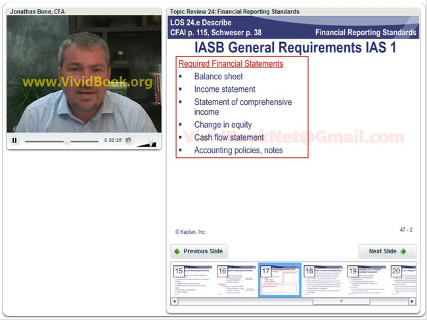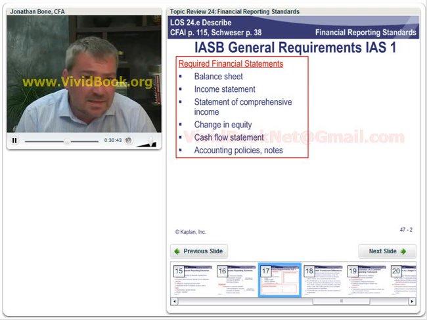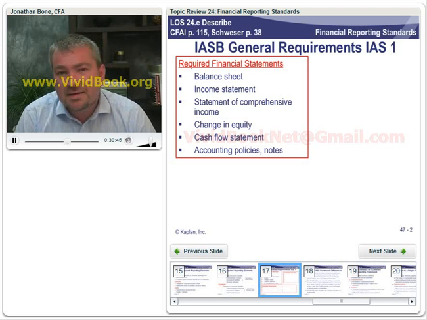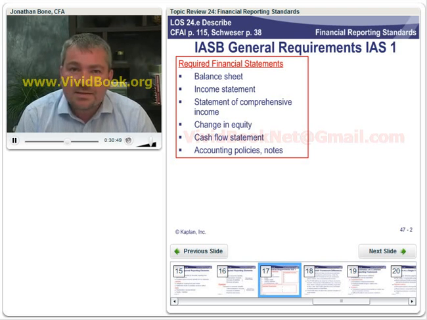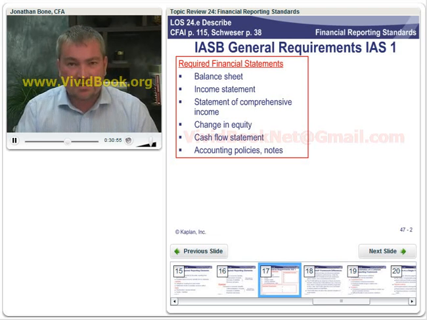Changes in equity, the reconciliation of last year's balance sheet equity figure to this year's balance sheet equity figure. The cash flow statement, of course, that reconciles last year's cash figure to this year's cash figure. So those are our primary statements. We've then got all of our footnote disclosure, accounting policies, notes, footnote disclosure.